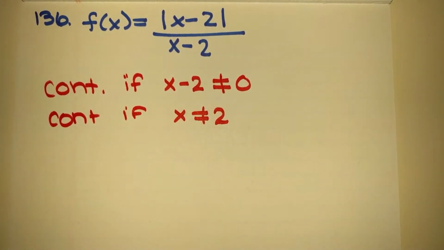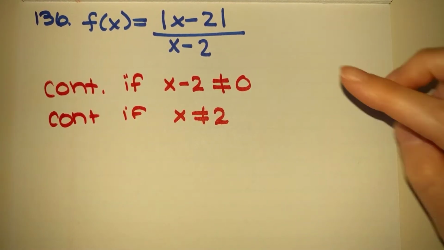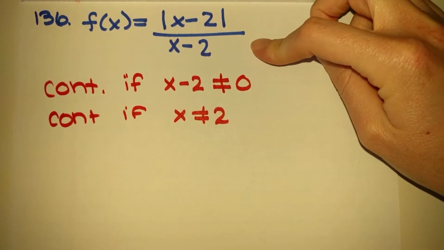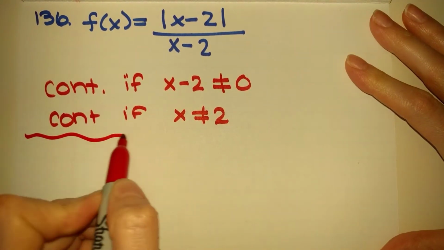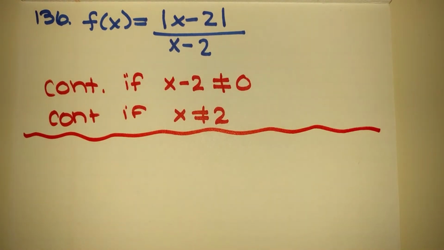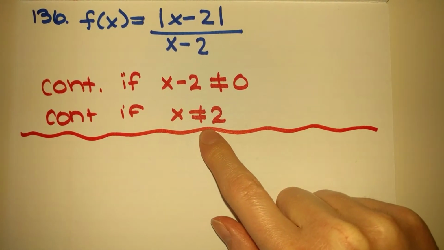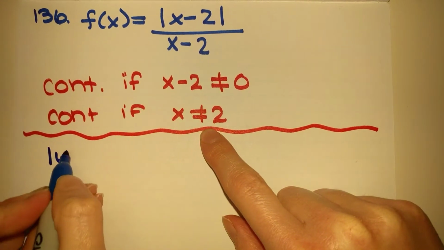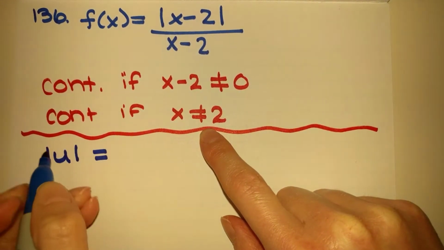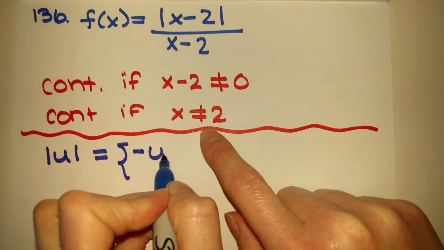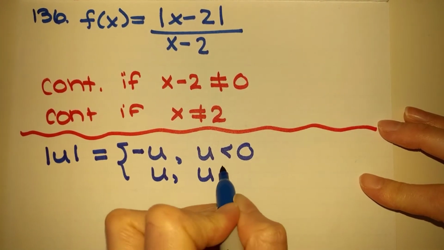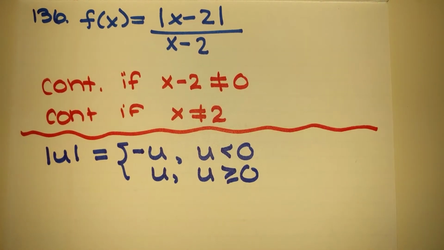Now, to classify the type of discontinuity we have, this one's a little trickier here because we can't just cancel absolute value with something that doesn't have an absolute value. So in order to answer the question of what type of discontinuity happens at 2, we need to go back to the definition of the absolute value function. So the absolute value of u is defined as negative u if u is less than 0, and positive u if u is greater than or equal to 0.